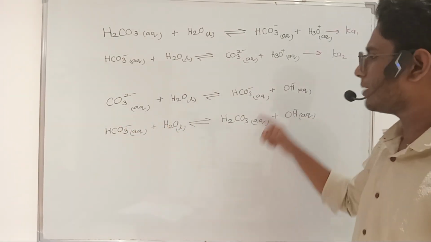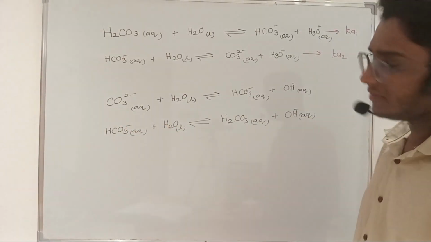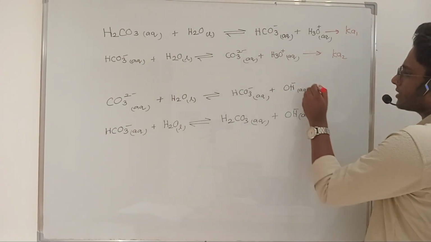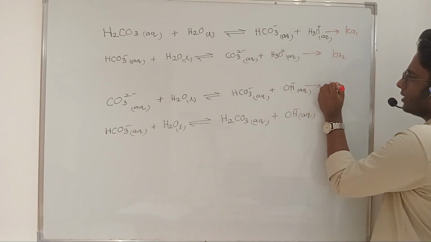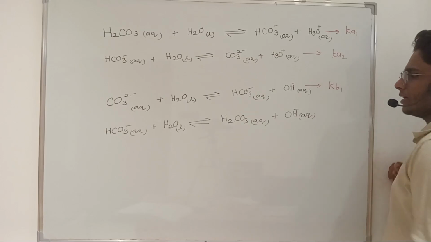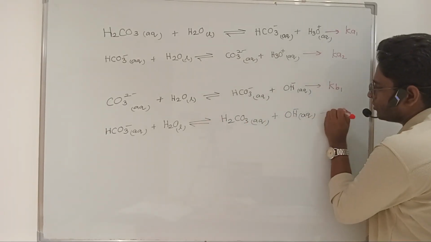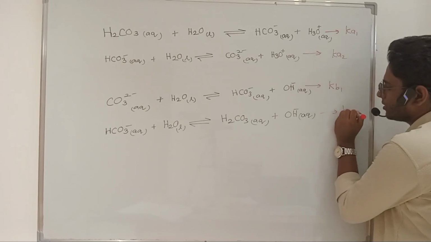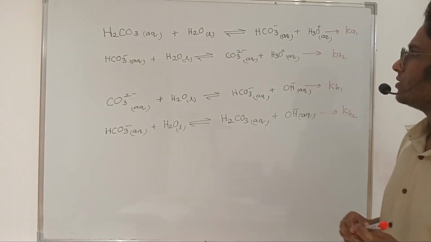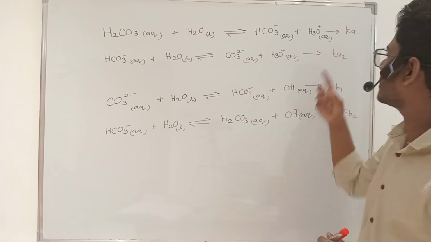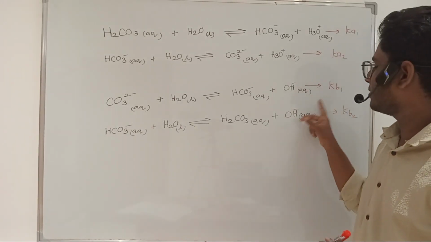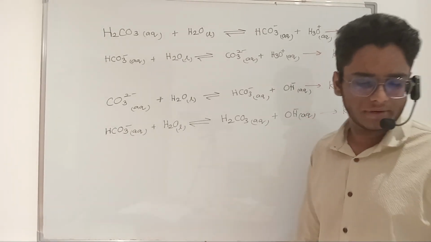So there are two Kb values for this. Generally we provide the first reaction as Kb1. There is no particular reason, we just say this as Kb1 and this as Kb2. That's how it's named. So you have to remember this: which is Ka1, which is Ka2, which is Kb1, and which is Kb2.